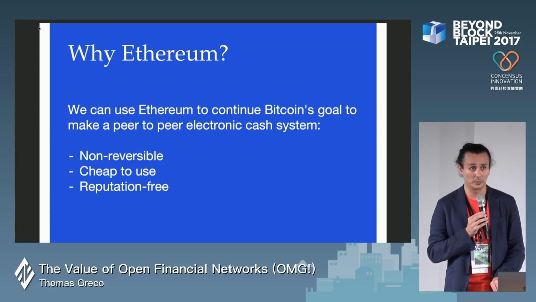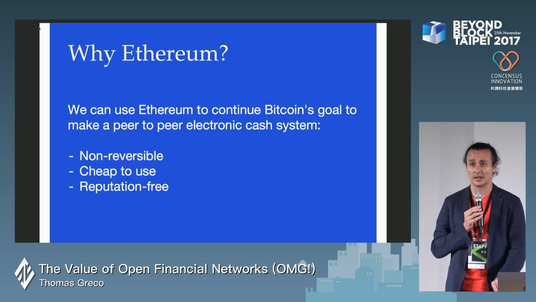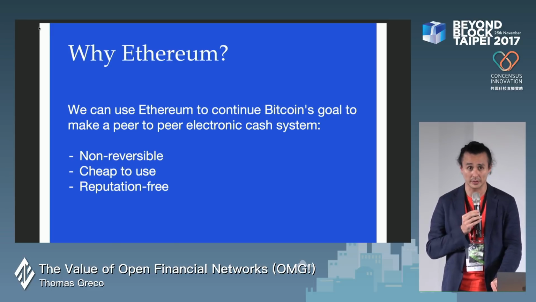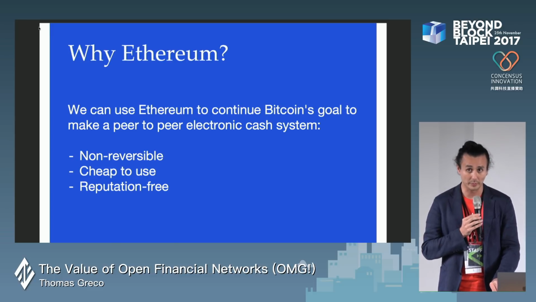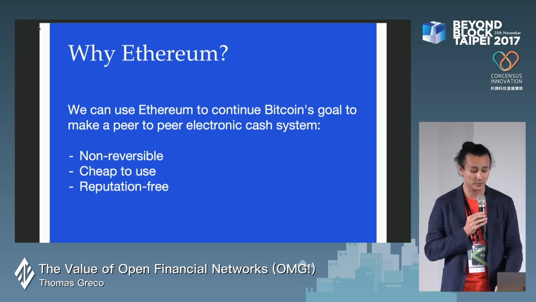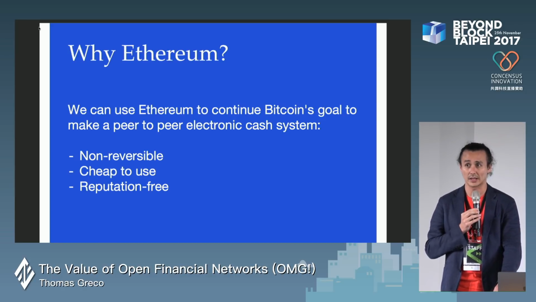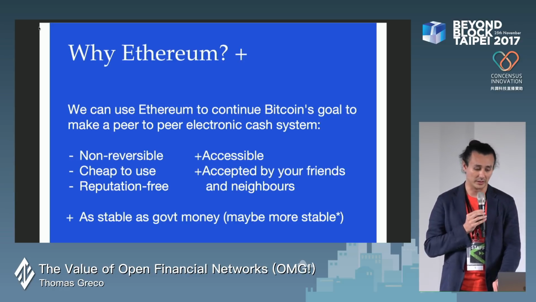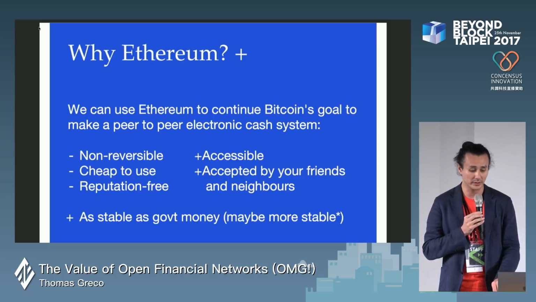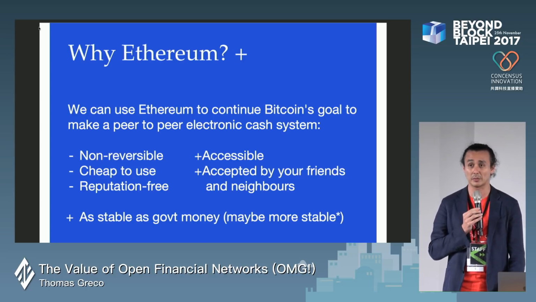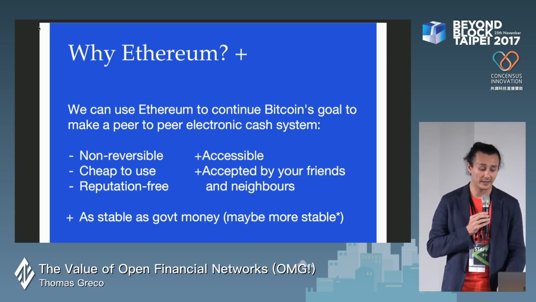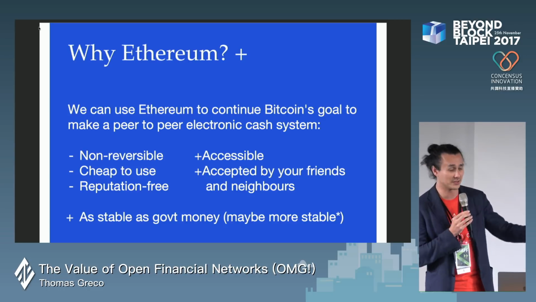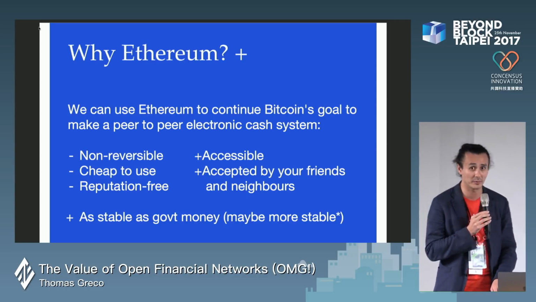But we think that maybe Bitcoin has difficulties, and we can help Bitcoin overcome some of these difficulties with Ethereum. We can do what Bitcoin set out to do, which is make a non-reversible, cheap-to-use, and reputation-free kind of money system. Also, it can be more accessible than just Bitcoin alone. It can be something which is accepted by your friends and neighbors already, and possibly as stable as government money, maybe even more so. Asterisk, that means ask me about it later if I forget to talk about it at the end.